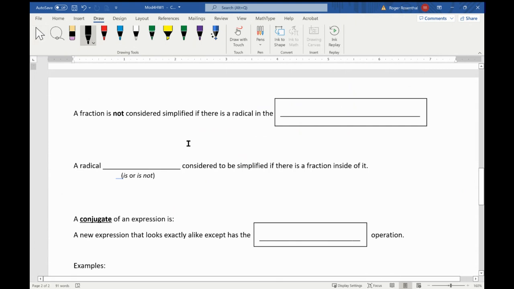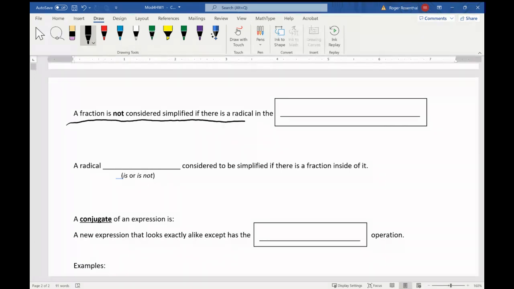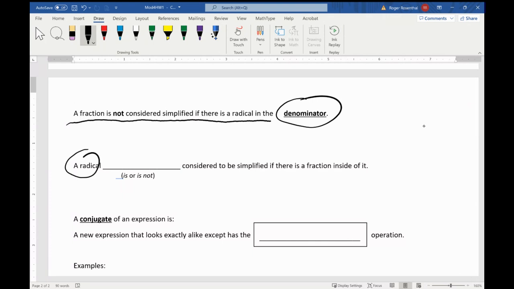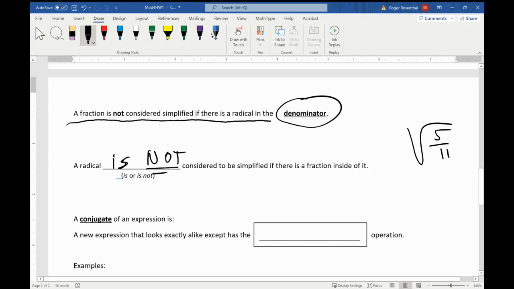Okay, a little summary of things. A fraction is not considered simplified if there's a radical in the denominator. Similarly, a radical is not considered to be simplified if there's a fraction inside of it. In other words, remember the example 5/11ths, a fraction inside of a radical? That is not considered to be simplified. And we did simplify that.